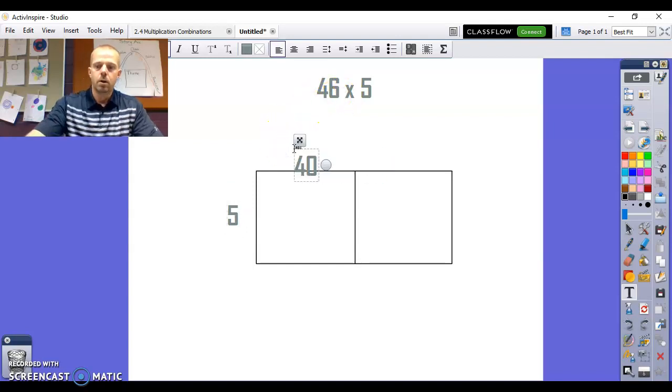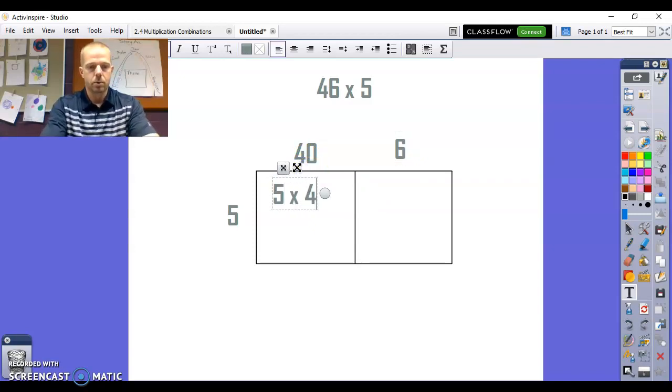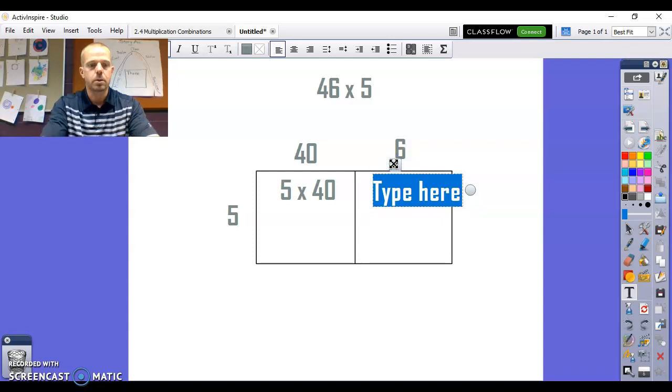So 40 and 6. And then we need to figure out what we are going to multiply in each of these boxes. So the factor 5 and the factor 40 we're going to multiply in this box, 5 times 40. And in the other box we're going to multiply 5 times 6.